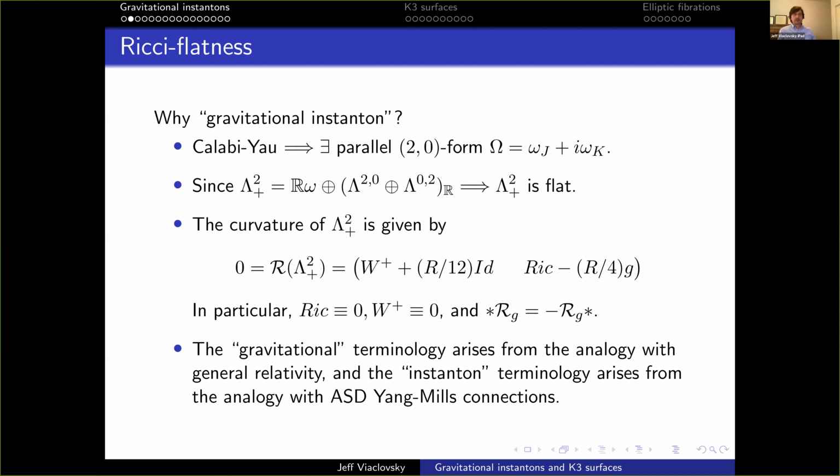The gravitational terminology arises from the analogy with general relativity. Because Ricci is 0, although general relativity is in the Lorentzian case and we're looking at the Riemannian case. And the instanton terminology arises from the analogy with anti-self-dual Yang-Mills connections. So now the curvature takes the place of the connection here.